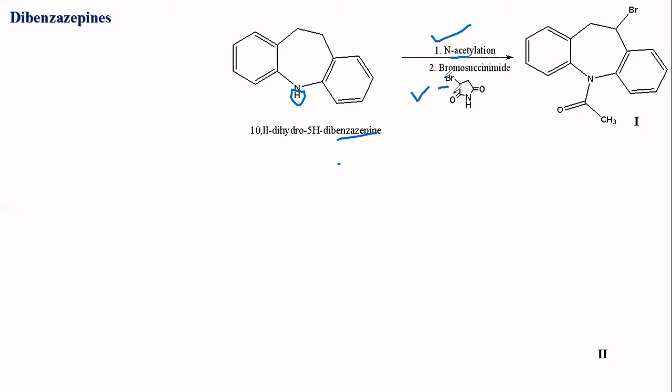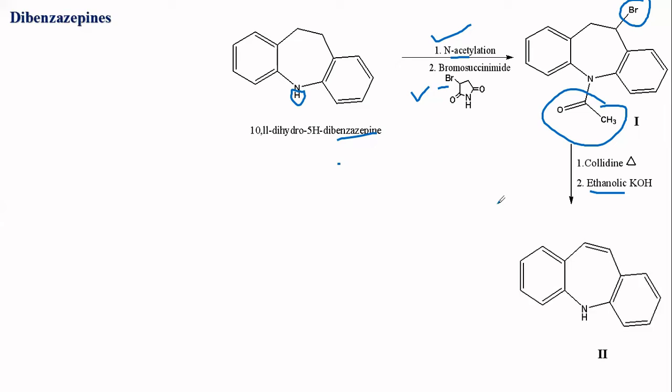After these two steps, we get this structure 1. Here you can see that the hydrogen in the reactant is replaced by the acetyl moiety, and there is the introduction of the bromine moiety. Now this structure 1 is again treated with collidine, or passed through collidine, and treated with ethanolic KOH. There is the addition of a double bond whenever we use ethanolic KOH, because there are two reagents that can be used, aqueous KOH and ethanolic KOH. Whenever we use ethanolic KOH, there is the formation of a double bond.